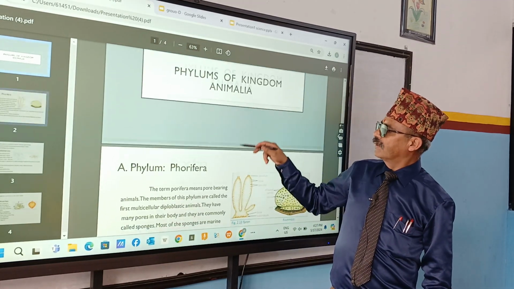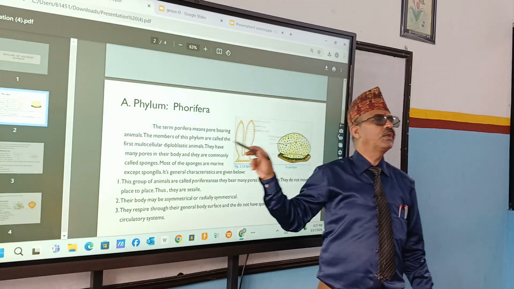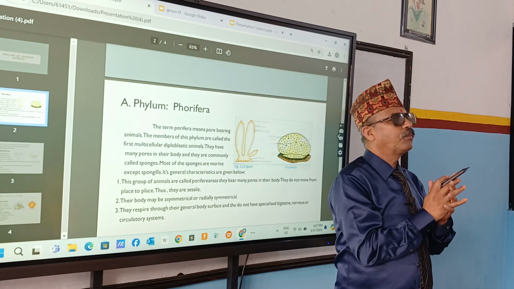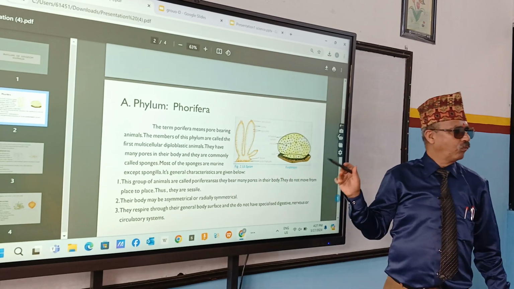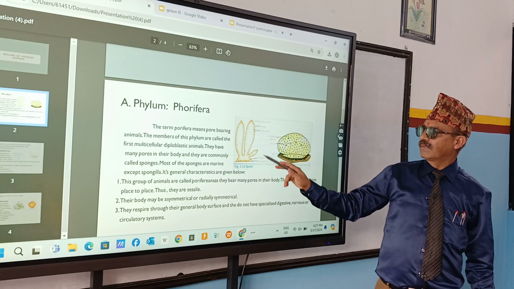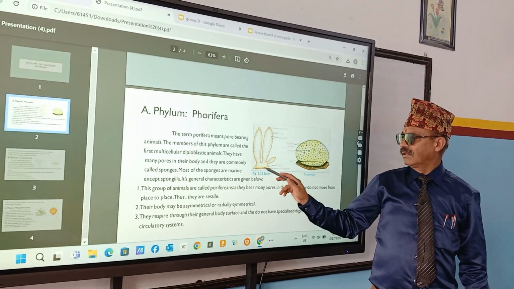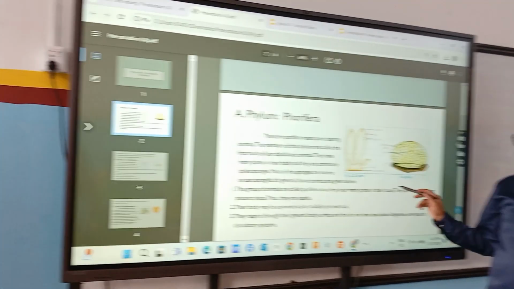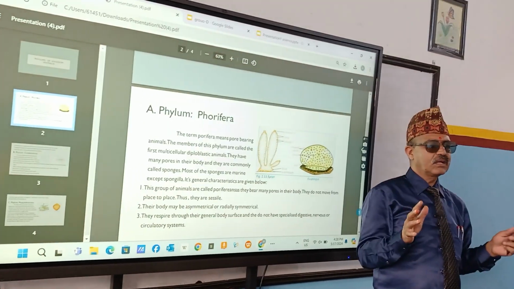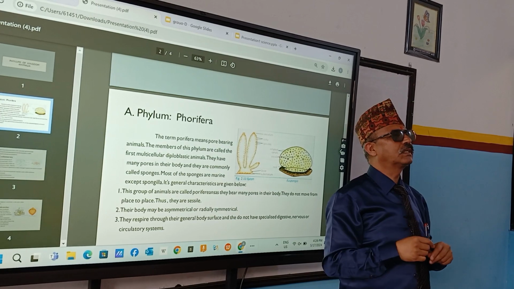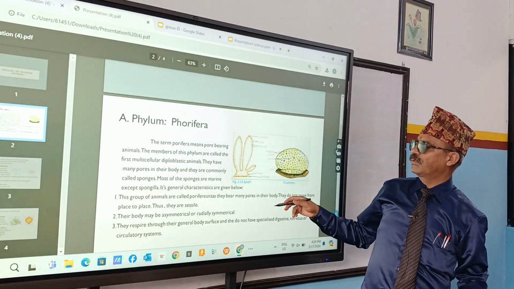So, what is the first phylum of the animal kingdom? Porifera. If they contain pores, small holes, that group is Porifera. While typing, the spelling sometimes becomes a mistake. Examples are Sycon, Euspongia. And you can say the characteristics. Number one, they are sessile. They cannot move from one place to another. Number two, they contain numerous pores in their body. If you write two characteristics, that is better.